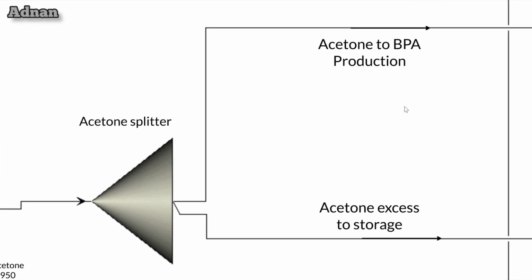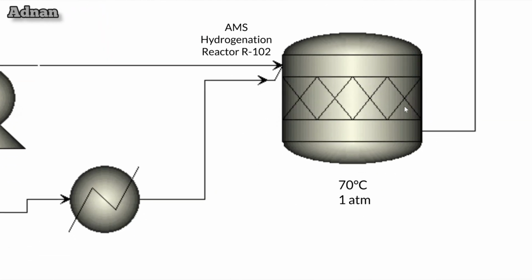The top product is mostly acetone and is fed into a splitter. One stream containing acetone is sent to storage, while the other stream is fed into the fixed bed reactor in the third section. The bottom product is majority AMS and is pumped into a slurry stirred tank reactor, where it reacts with hydrogen in order to form cumene.